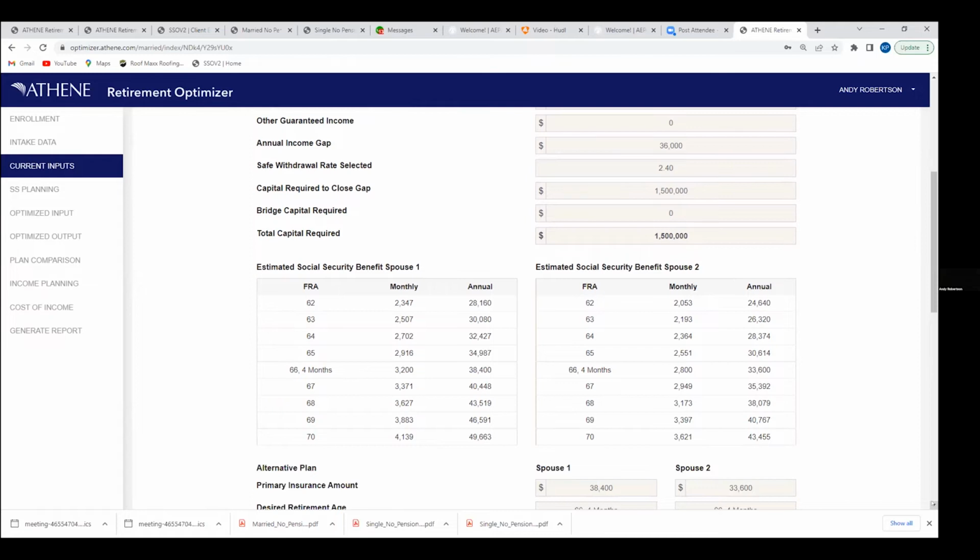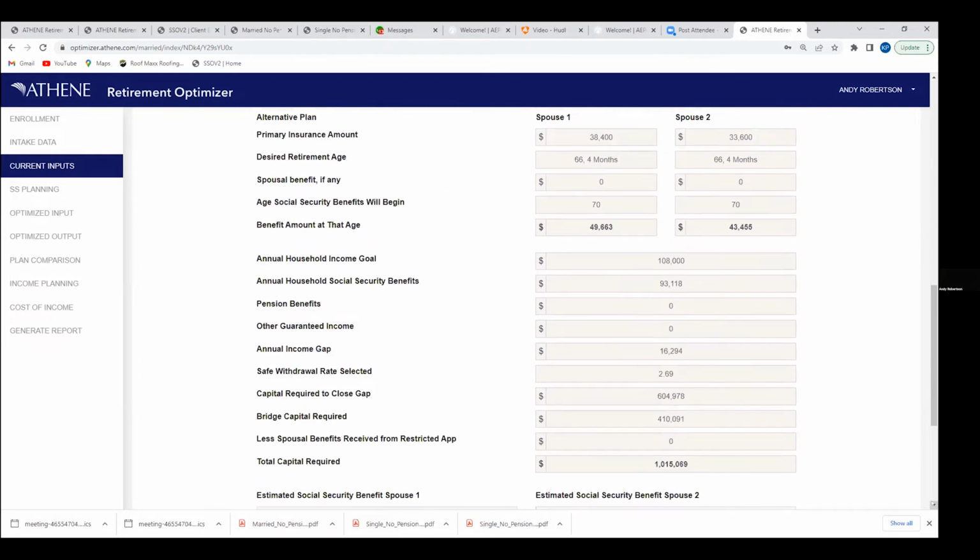to 1.5. But what we can do is look at what if we took Social Security benefits at a different time. So in this case, the alternative will say, well, what if instead of retiring at full retirement age and taking benefits at full retirement age, what if they took benefits at 70? So obviously, instead of getting 38.4, they're going to get 49,663. Again, that's because of the delayed retirement credits they would earn on their PIA between their FRA of 66 and 4 months, and when they took benefits at 70.